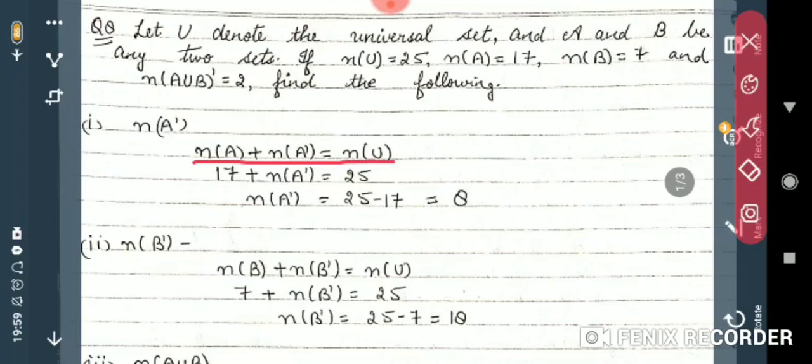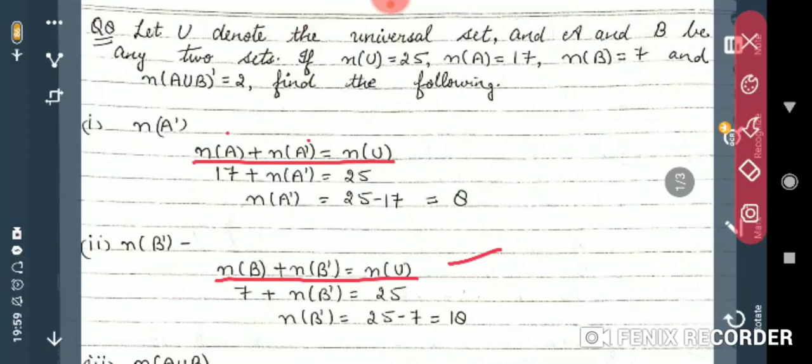Not only n(A) plus n(A complement) equals n(U). It can be n(B) plus n(B complement). It can be n(A union B) plus n(A union B complement) equals n(U). It can be n(A intersection B) plus n(A intersection B complement) equals n(U). Only these figures will change. Otherwise the concept will remain the same.